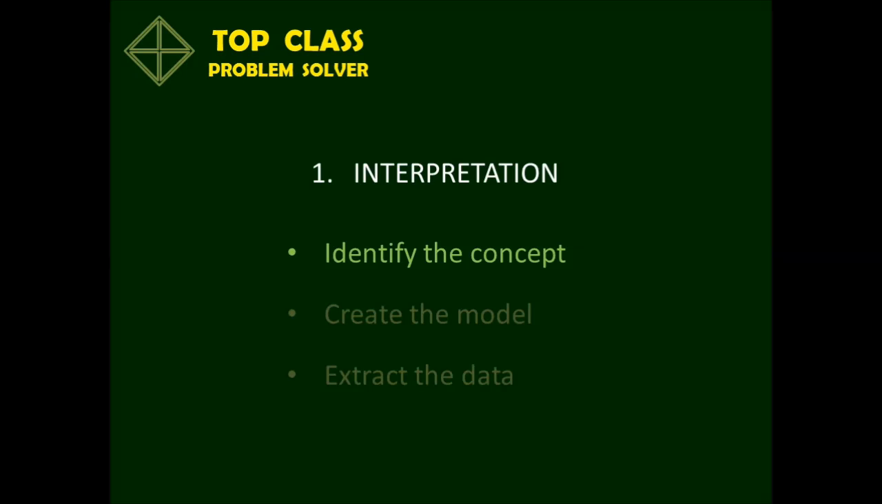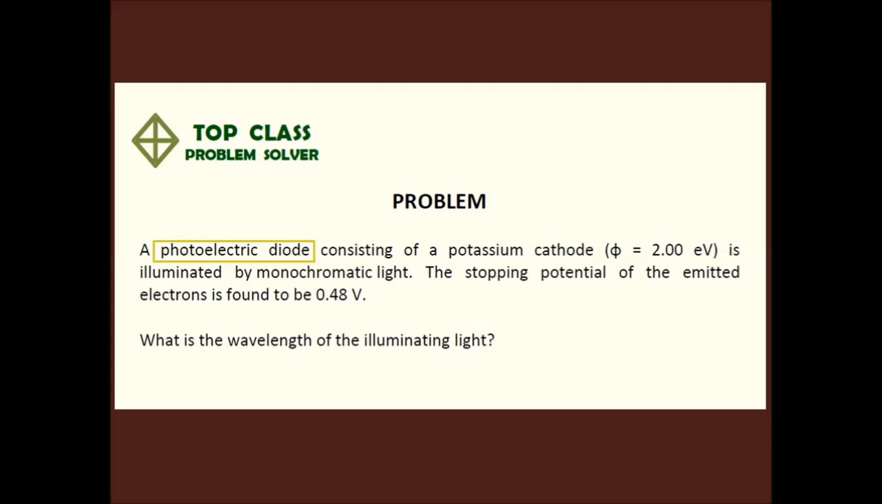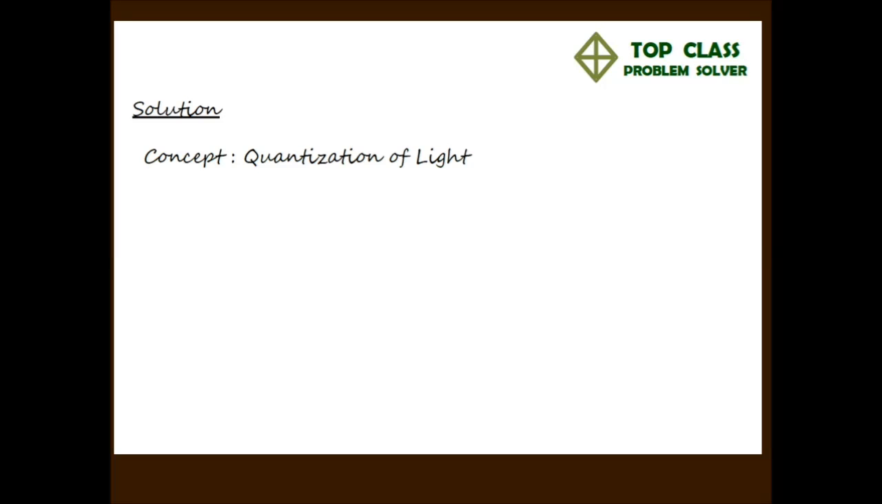The first step of the interpretation is to identify the concept embedded in the problem. The fundamental physical component is the photoelectric diode. So we could write that the concept is the photoelectric effect. More fundamentally than this, however, it would be correct to say that the fundamental physical concept is the quantization of light.